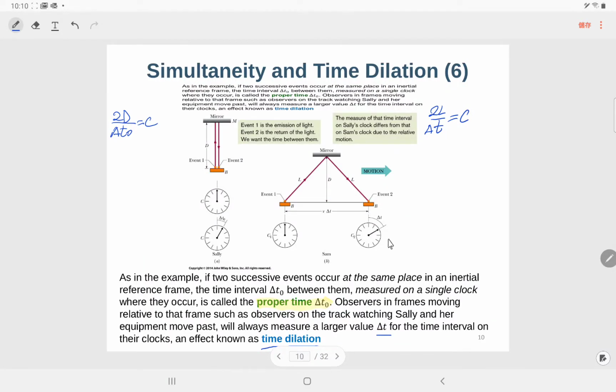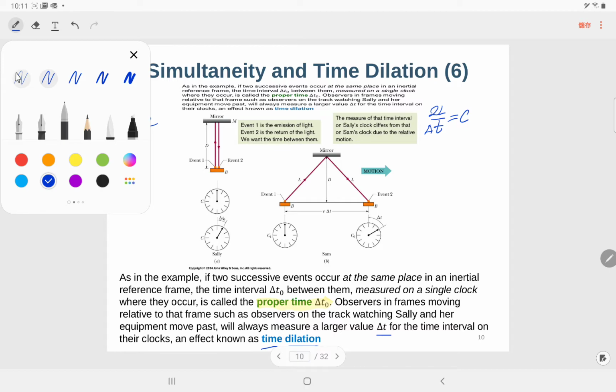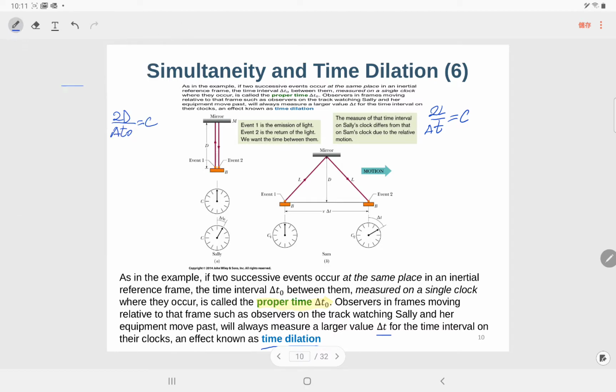So let's continue. Yesterday we stopped here. It's about the simultaneity and time dilation. So we know that suppose this B does not move relative to the mirror, and the distance between this B and the mirror is D.